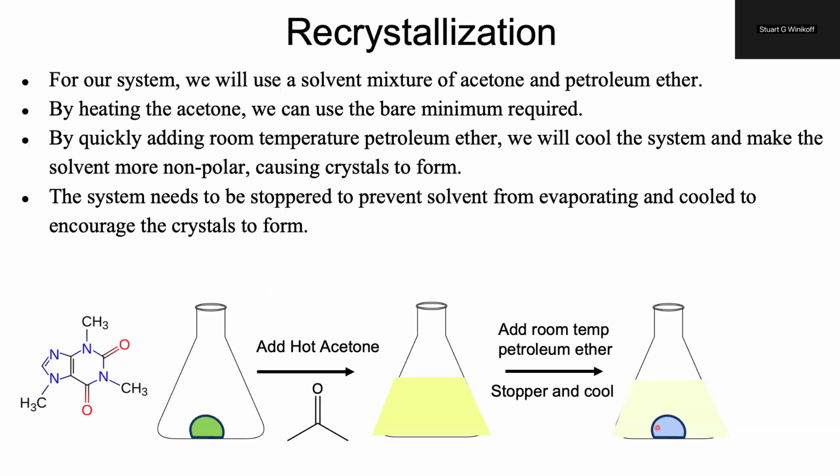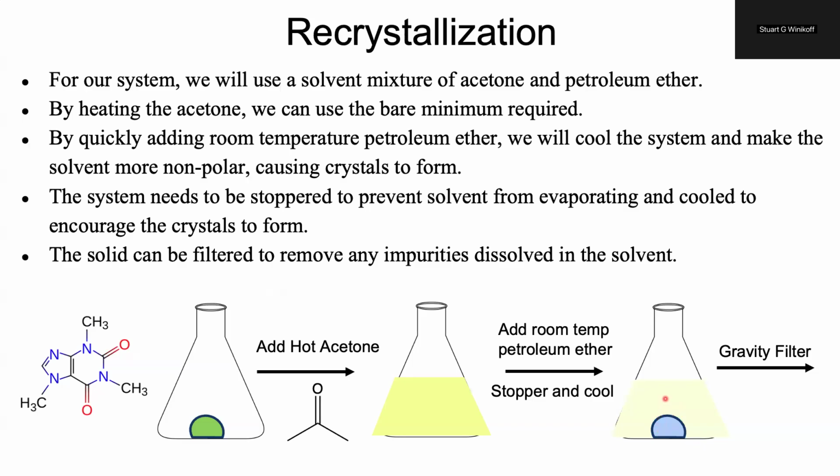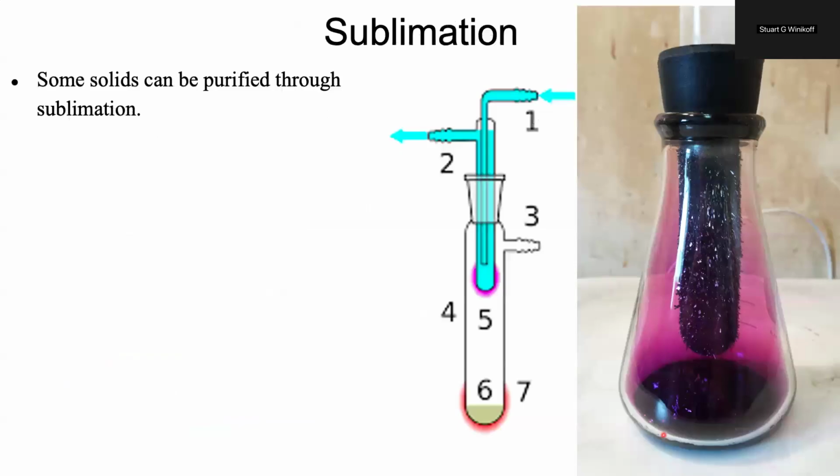But if you hit that perfect middle ground, you'll have some solid and some solvent. At this point, we can do a quick gravity filtration with our folded filter paper, which should remove any of the solvent and leave us behind with just this solid. So we're going to go ahead and take that solid off of the filter, put it into a container, weigh it, and let it dry before we do the next major step, which is sublimation.